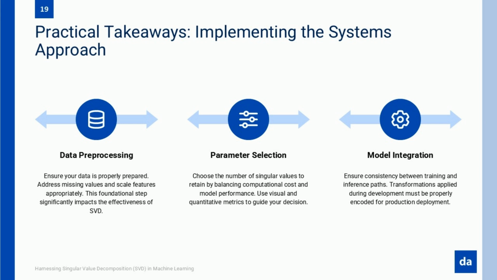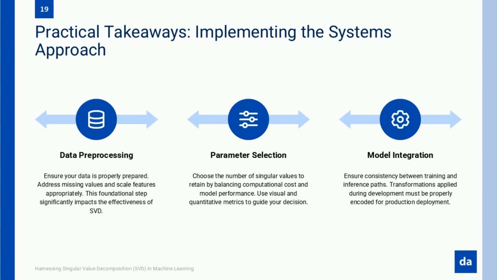Implementing SVD effectively requires a structured approach that begins with thoughtful data preprocessing. Before applying any decomposition, ensure your data is properly prepared by addressing missing values, scaling features appropriately, and considering whether centering is necessary for your specific application. This preliminary work significantly impacts SVD's effectiveness, but is often rushed in the face of project deadlines. Take the time to validate your pre-processing choices through small-scale experiments before proceeding to the full dataset.